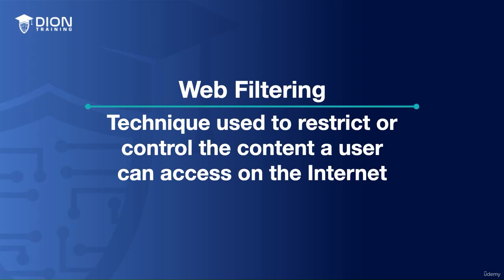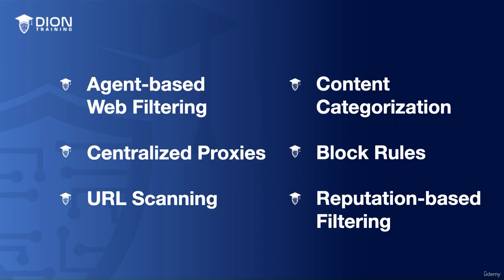Web filtering, also known as content filtering, is a technique used to restrict or control the content a user can access on the internet. This kind of web filtering is a crucial tool for businesses, educational institutions, and parents to ensure safe and productive internet use is occurring. There are several different types of web filtering used by organizations, including agent-based web filtering, centralized proxies, URL scanning, content categorization, block rules, and reputation-based filtering.